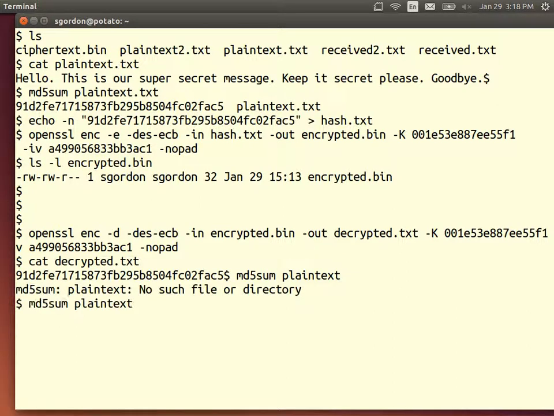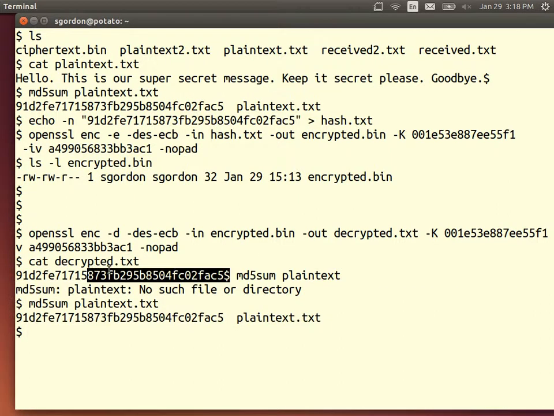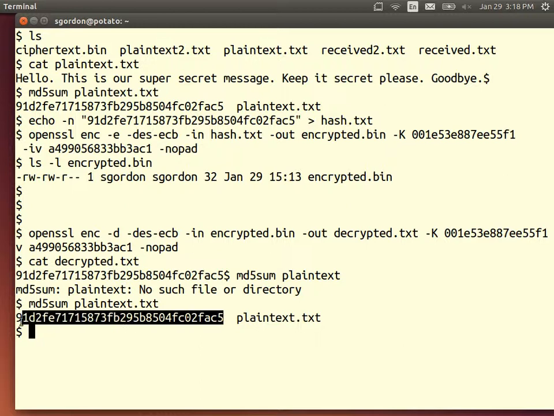What have I done wrong? Are they the same? This is the decrypted value we got. This is the hash value we got. Are they the same? Yes, they're the same. Therefore, we trust this message. In this case, the message wasn't modified. It was the original one. I didn't change anything.